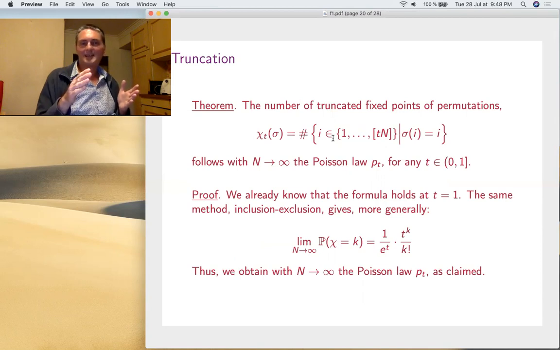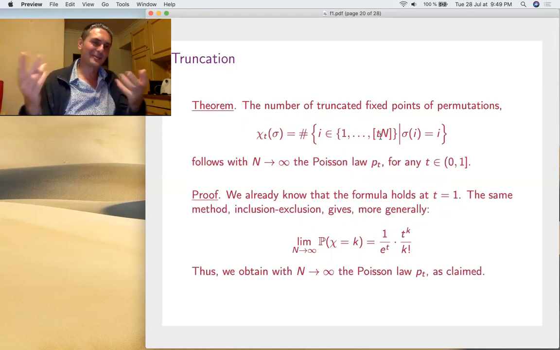Well, the number of fixed points between these bounds, let's denote it by chi t, it's a random variable, follows Poisson of t. And that's something that we know at t equals 1. That's what we did. Now, in general, once again, inclusion-exclusion, modify a bit the things. And of course, when n goes to infinity, this integer part will disappear. All the formulas, you can just remove it like that.